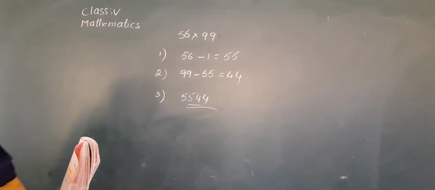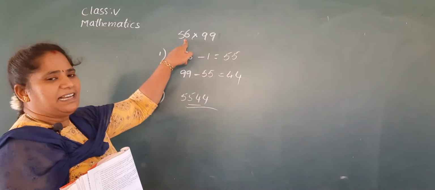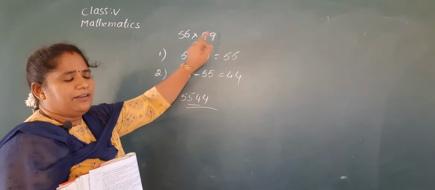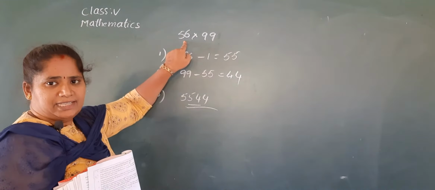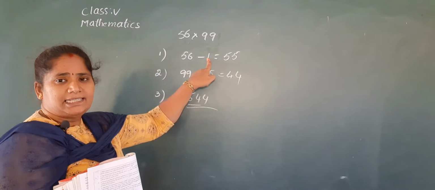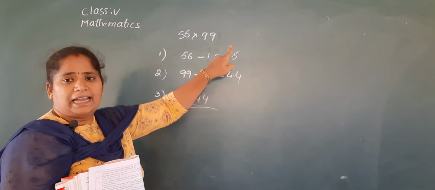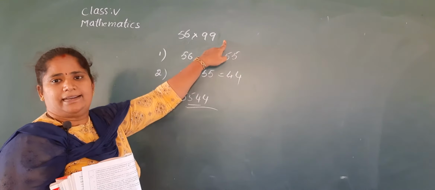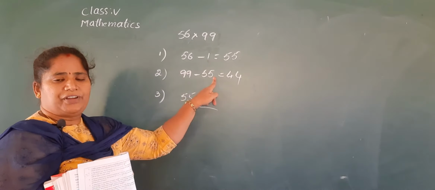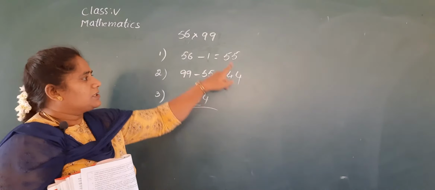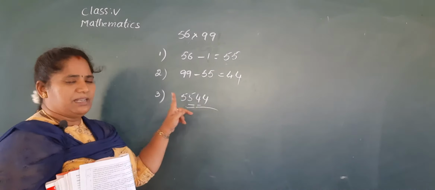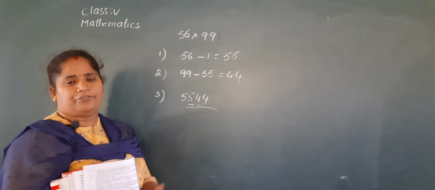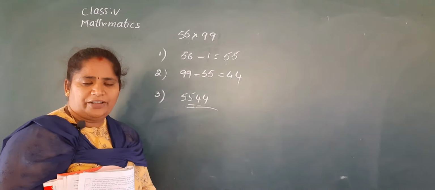Is it clear to you children? How do you multiply the given number by 99? Very easy. First you subtract 1 from 56. 56 minus 1 is 55. Then you subtract this number from 99. 99 minus 55 equals 44. So the product is 5544. Is it very easy or difficult?